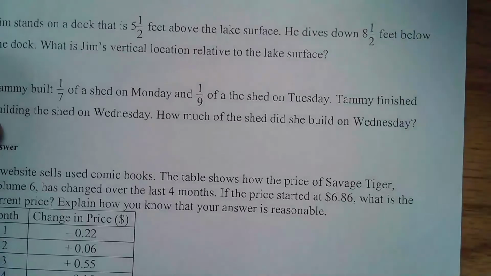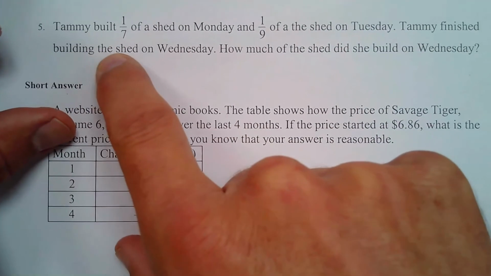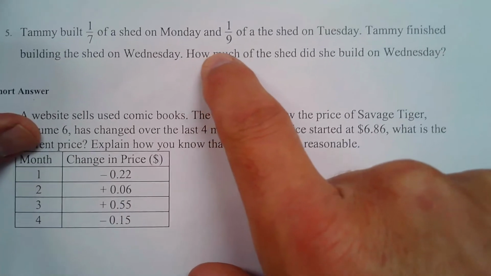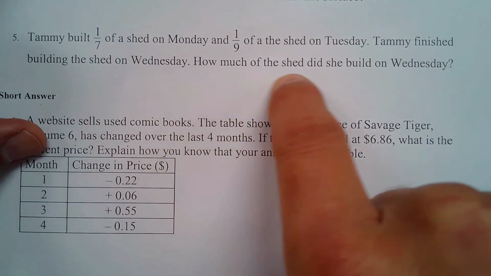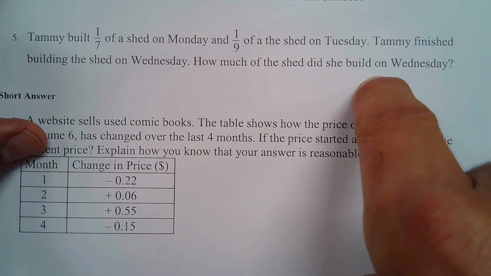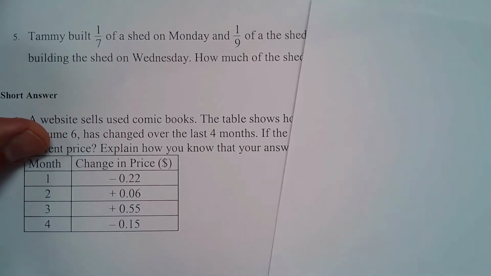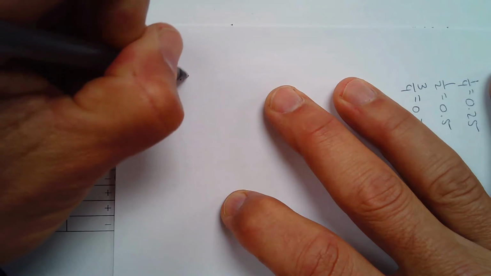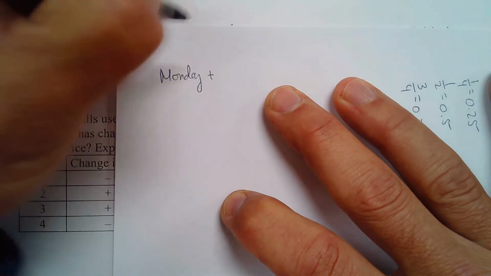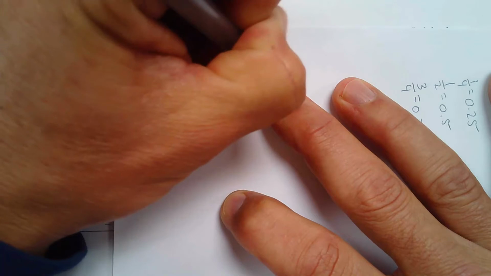We have this one here where it says, Tammy built a 7th of a shed on Monday, a 9th of the shed on Tuesday, and she finished the shed on Wednesday. How much of the shed did she build on Wednesday? Well, we have Monday, and we have Tuesday, and we have Wednesday.